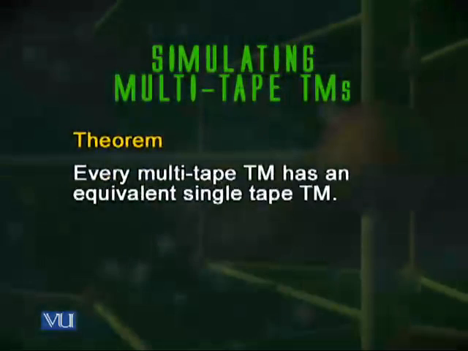This recipe of making this simulator works for any K-tape Turing machine M that you gave me. Therefore, I have shown that for every K-tape Turing machine, there is an equivalent single-tape Turing machine. Thus, we have proved our theorem. Every multi-tape Turing machine has equivalent single-tape Turing machines.